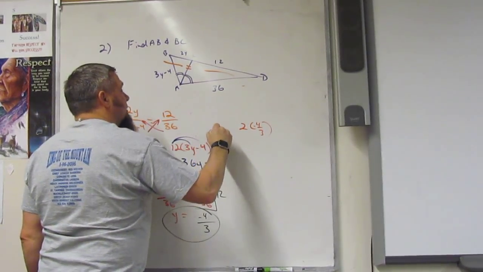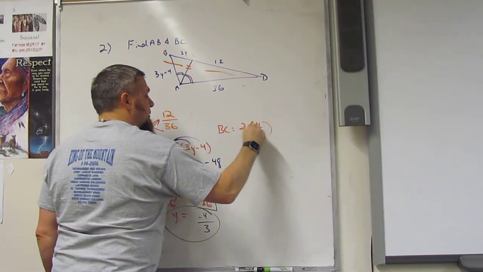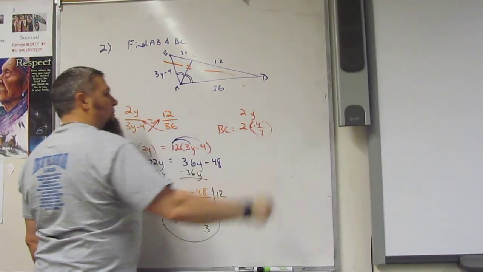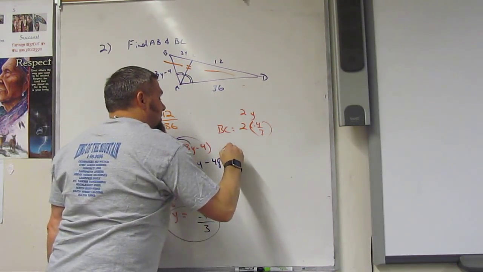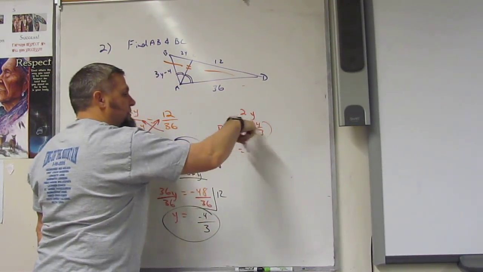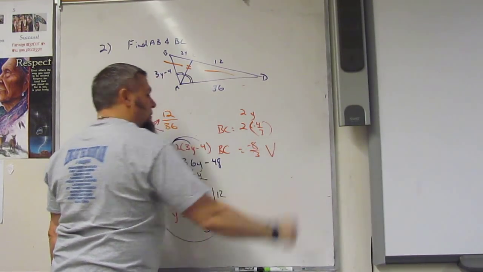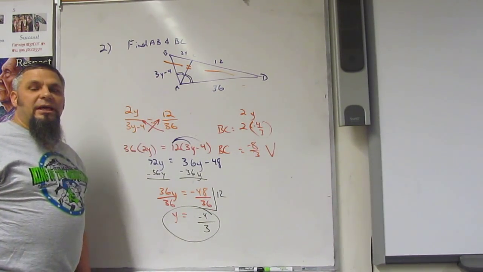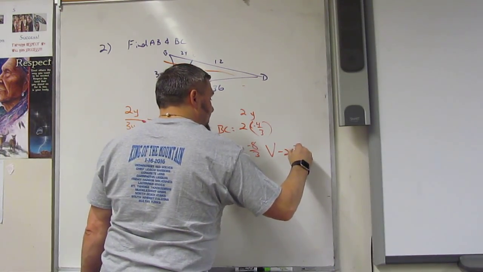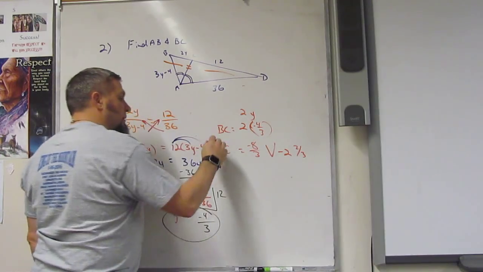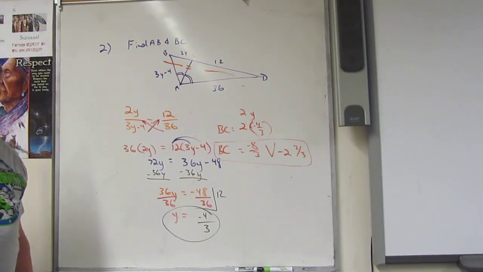So that's going to be BC. Okay? That's 2y. Right? And so BC is equal to negative 8/3. Or 3 goes into 8 twice with 2 left over. Okay? So there's BC.